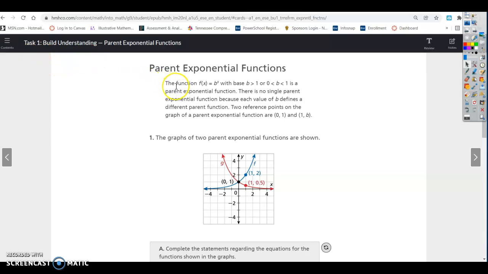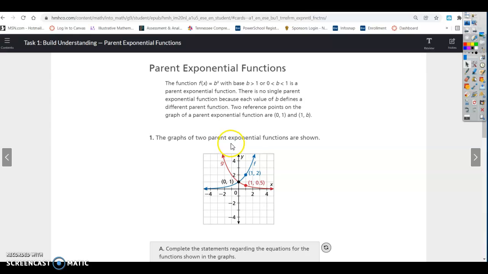So it says the function f of x equals b to the x is a parent exponential function. There is no single parent exponential function because each value of b defines a different parent function. Two reference points on the graph of a parent exponential function are (0, 1) and (1, b). So (0, 1) is your y-intercept. You can see whether it's growth or decay. The parent functions go through this point (0, 1), and they have other points, called your reference points, (1, b).